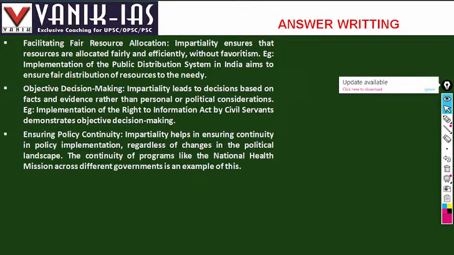Okay. So objective decision making. Impartiality leads to decisions based on facts and evidence rather than personal or political consideration. Implementation of the Right to Information Act by civil services demonstrates objective decision making.